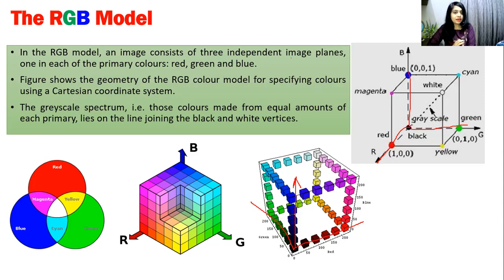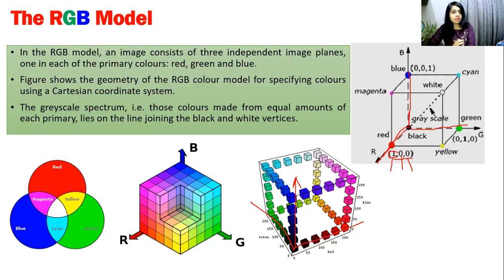Now you can see here, this red plane is represented by 1, 0, 0. So what does this 1 represent? 1 represents the presence of red color. And this 0 represents absence of green color, and the last 0 represents absence of blue color in this direction.